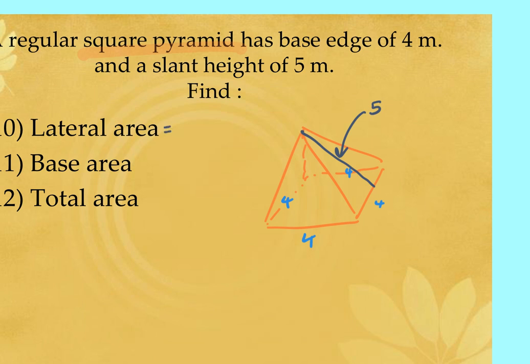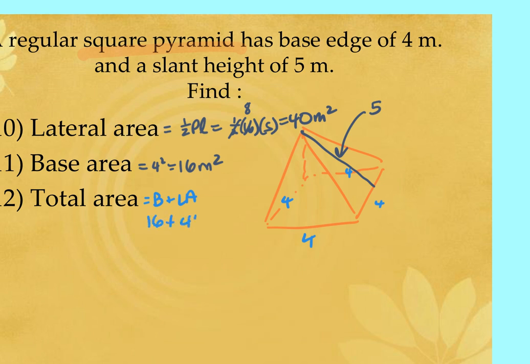So lateral area would be 1/2 perimeter of the base times the slant height. If there are 4 sides and each side length is 4, good, 16. And the slant height is 5. Good. So half of 16 is 8, and this would be 40 meters squared. The base area, this base is a square, so I would do 4 squared, which is 16, again, meters squared. And the total area would be the base plus the lateral area. So 16 plus 40, or 56 meters squared.